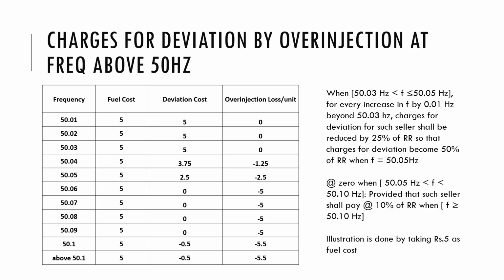Further, from 50.06 till 50.09, the penalty remains the same. That is, he will not get any money for his over injection. He is basically just over injecting into the grid without getting anything. So that's fully his loss. To understand this, let's say his fuel cost is 5 rupees, and if he's over injecting beyond 50.06 to 50.09 frequency, then he has to pay the whole fuel cost as the penalty, or he will not get money for that fuel cost. That's basically a loss for him.